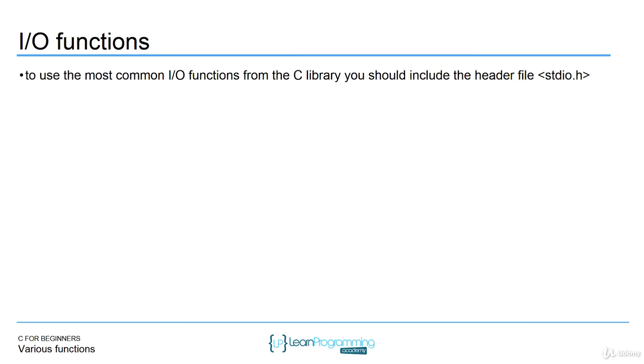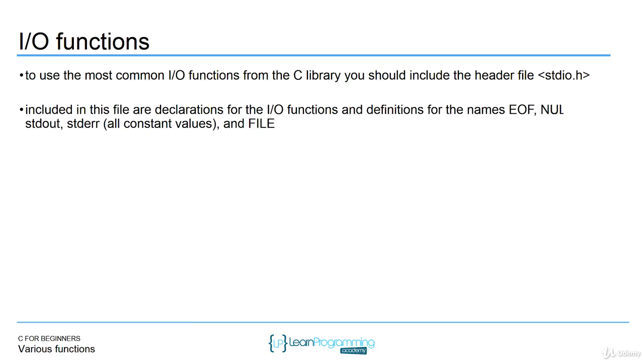We had a lot of I/O functions, input and output. We concentrated on reading and writing from files, but we also read input from the keyboard, and we outputted data to the console or the screen. So the most common I/O functions are all in the stdio.h header file. This file has declarations for the different I/O functions as well as definitions for constants like EOF, NULL, stdin, stdout, and stderr. Those are all constant values. And there's also a constant for the file structure, FILE.